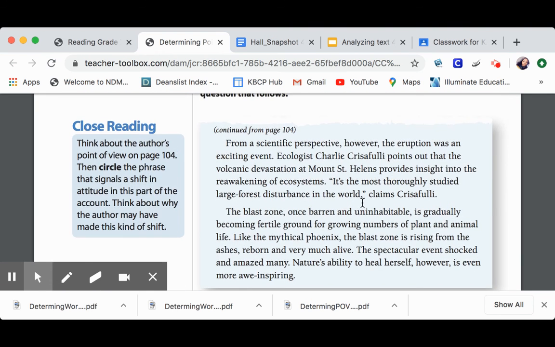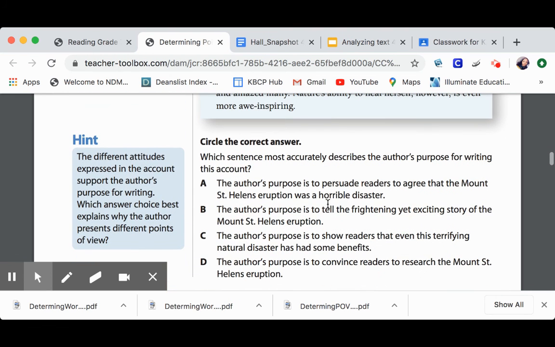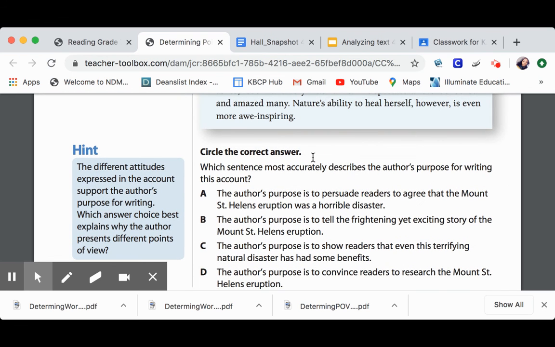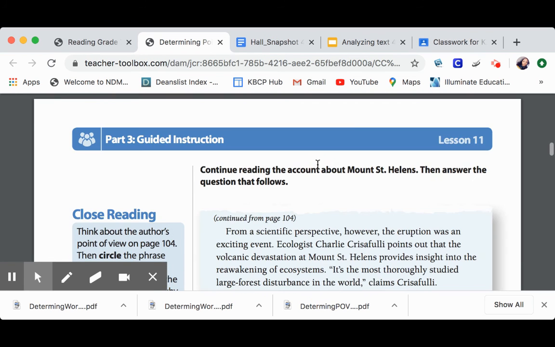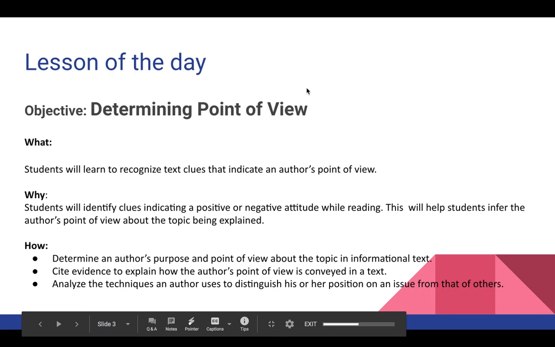So hopefully the phrases that you picked are going to help you demonstrate the shift in the attitude from the earlier passage into now. Okay? I want you to think about what new point of view the author introduces in this section. So I want you to answer this question and the question underneath it in your reading question section. Okay?